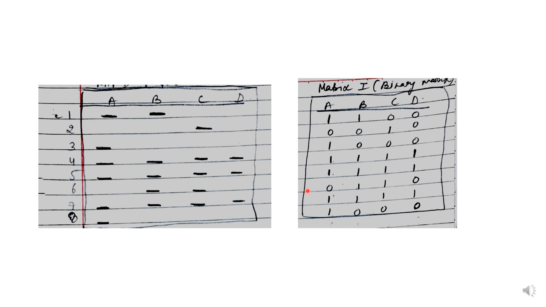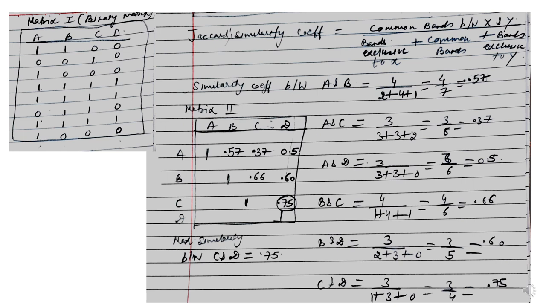Then you see the sixth band. The sixth band in C is present, so it is marked with 1, and in D it is absent, so it is marked with 0. Then the seventh band is present in both cultivars, so they are marked with 1. The eighth is marked with 0. So this is the first step, that you make a replica of the gel and you make a binary matrix.